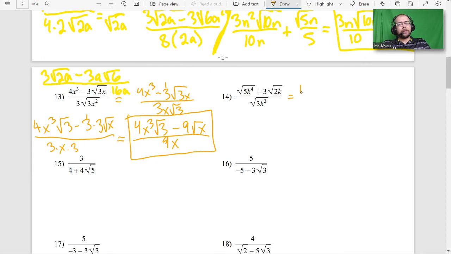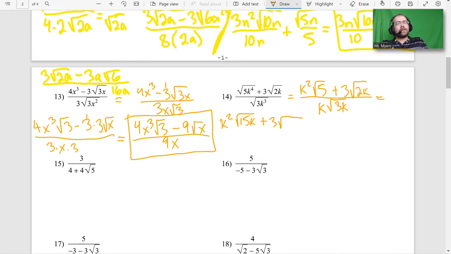So k squared root 5 plus 3 root 2k over, and 1 k power comes out. 3 divided by 2 is 1, remainder 1. So 1 power of k comes out, 1 stays in. So that means I'm going to multiply both the top and the bottom by the square root of 3k. So it's going to be k squared, and then I'm multiplying by the square root of 3k, so that's 15k. Then 3 root, and I'm going to multiply the top and the bottom by 3k, so that's going to be 6k squared.